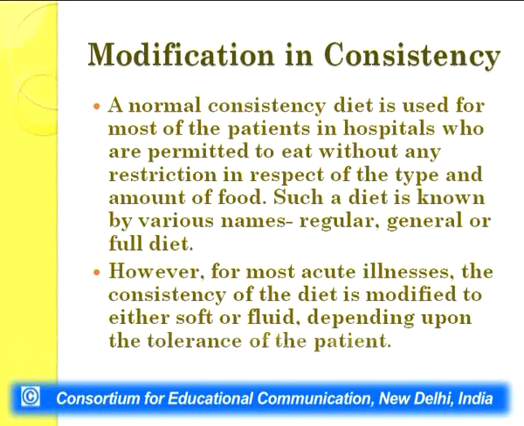However, for most acute illness, the consistency of the diet is modified to either soft or fluid depending on the tolerance of the patient. So, in so many cases, the patient is allowed to have a normal diet, but due to some conditions like operation or problem related to the gastrointestinal tract, they can have meals, but the consistency of the diet is changed. And this diet is known as regular or general diet.